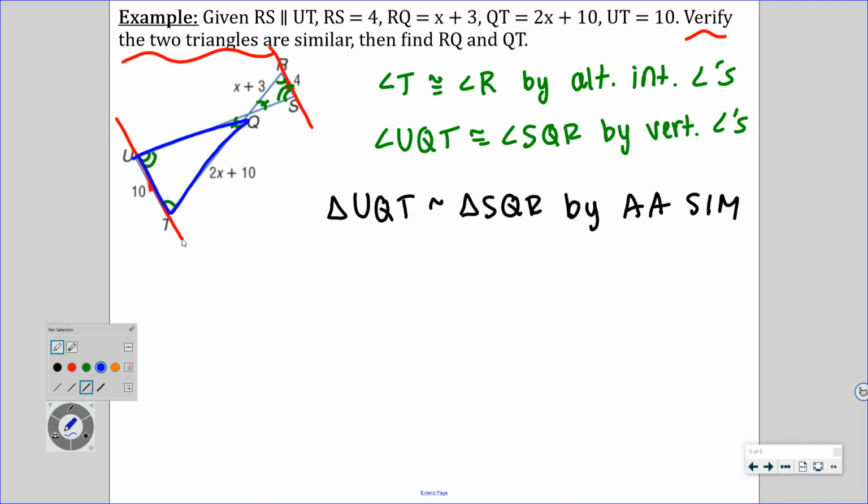So in my blue triangle, I'm given 10. And in my red triangle, I'm given 4. Those are corresponding sides. So I know 10 corresponds to 4. It technically doesn't matter which one you put on top, obviously. And I know this is proportional to all the other side lengths.